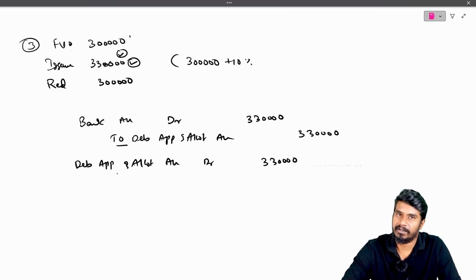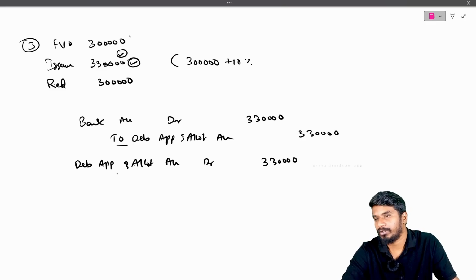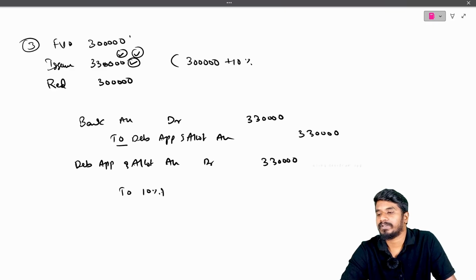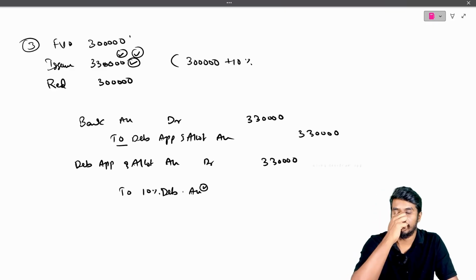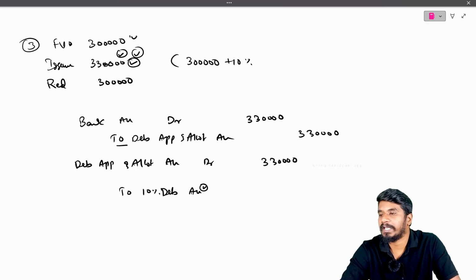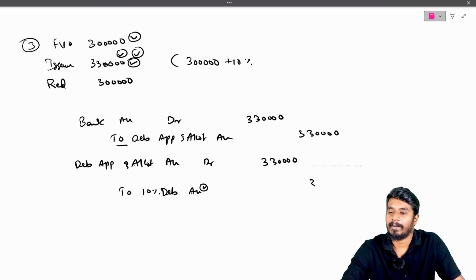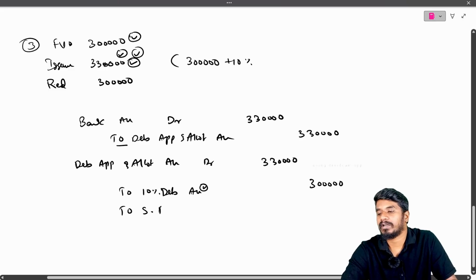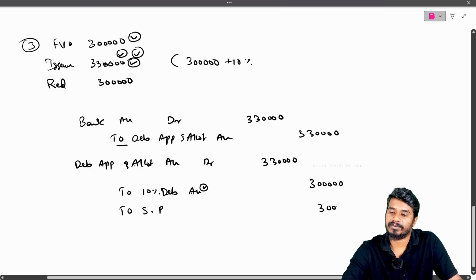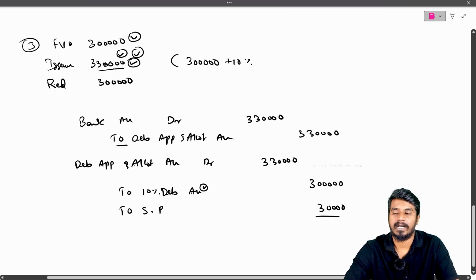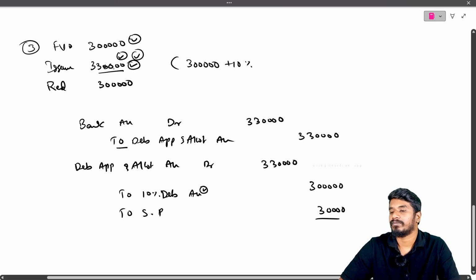Now we need to transfer it to debenture account and we need to show the premium also. So where will the premium come? Obviously the credit side. So 10% debenture account. To this account, how much do we need to transfer? The face value. And we will show the security premium, 30,000 rupees. Finished. 30,000 is the security premium, right?